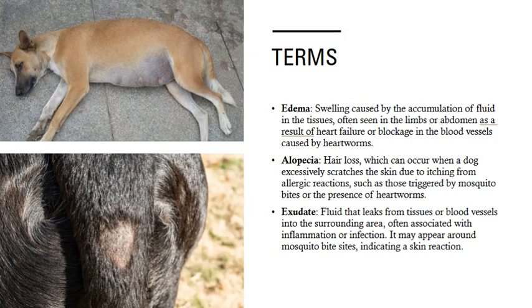Alopecia is hair loss, which can occur when the dog excessively scratches the skin due to itching from allergic reaction, such as those triggered by mosquito bites or the presence of heartworms. Exudate is fluid that leaks from tissues or blood vessels into the surrounding areas, often associated with inflammation or infection. It may appear around mosquito bites, indicating a skin reaction.